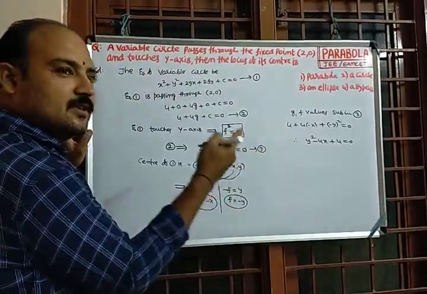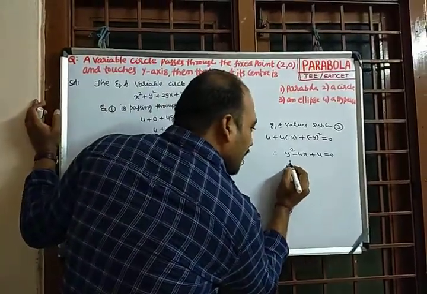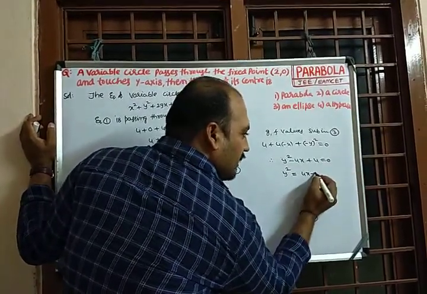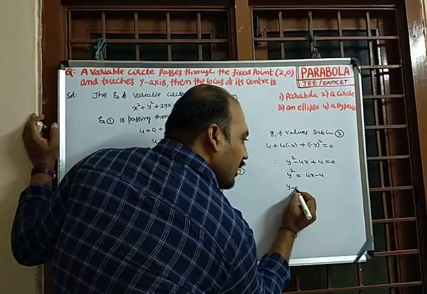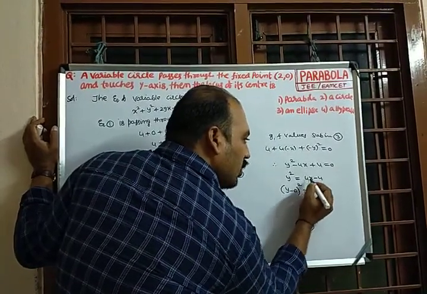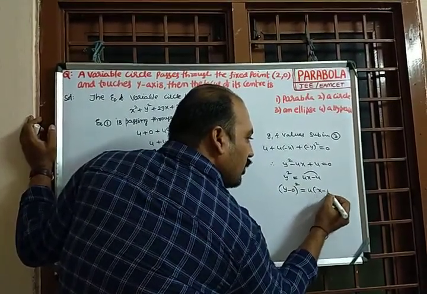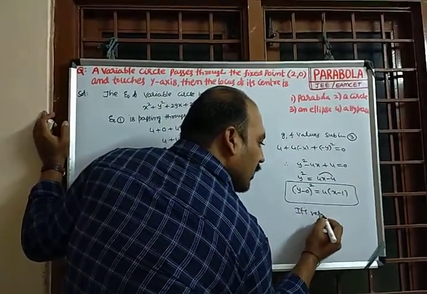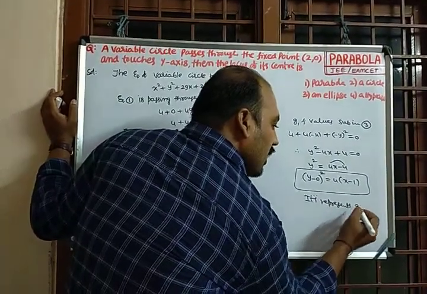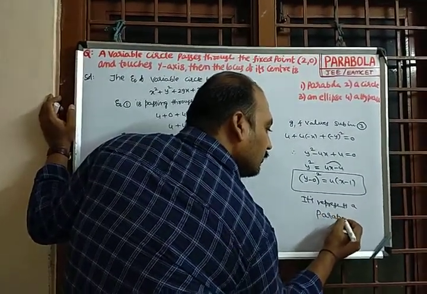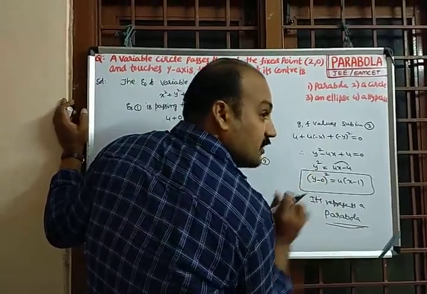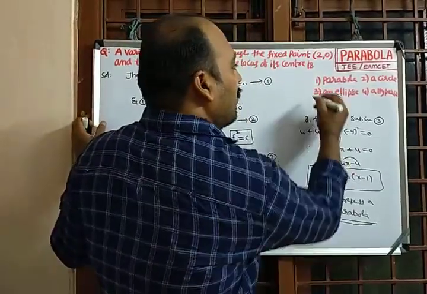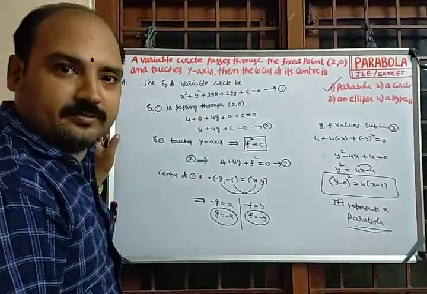It represents a parabola. Why? Because we can write it like this, no? Y square equal to minus 4x, we can take this side plus 4x. 4 we can take this side minus 4. Y square can be written as y minus 0 whole square equal to, from these two, 4 taken common, 4 into x minus 1. It represents a parabola with vertex (1, 0). So first option is the right option.